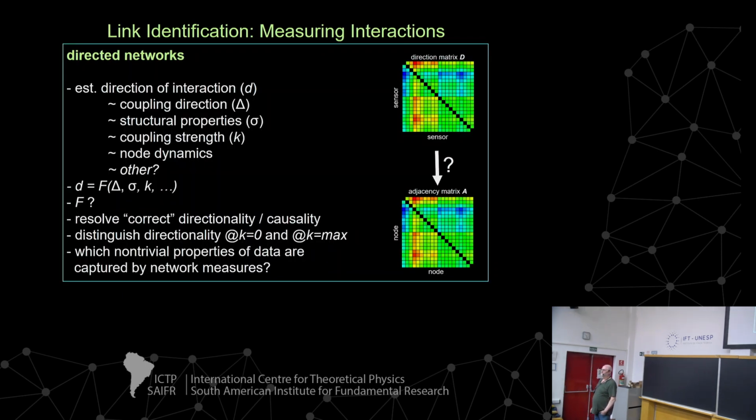Directed networks. Same problem. You estimate the direction somehow. Whatever you do, it's Granger causality, transfer entropy, your favorite, you take that.